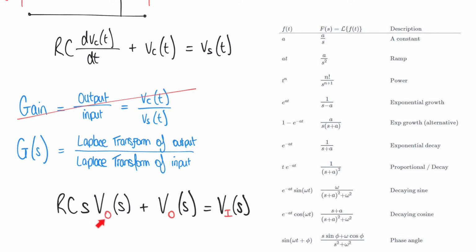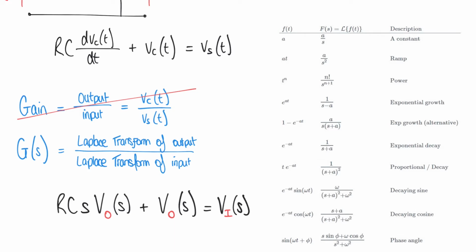It doesn't really matter, you could call it VC, but you notice I'm using that capital letter there for the voltage, but I'm just using O here for the output. And similarly on the right hand side we've got another function of time, Vs of t, in the S domain. That's going to be what I'll call Vi of S, the input voltage, now in the S domain, using a capital letter as well there.